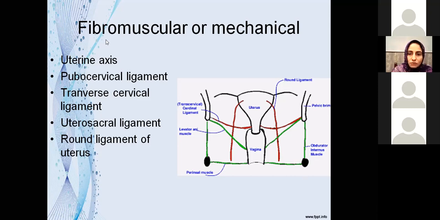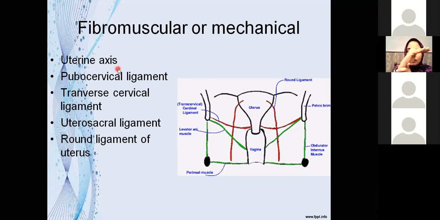Okay, now what these fibromuscular or mechanical supports are there apart from the levator ani? These are actually the ligaments. Okay, now what are those ligaments? There are different ligaments which are supporting. Apart from these ligaments, uterine axis is also important. Normal uterine axis is anteverted, anteflexed.